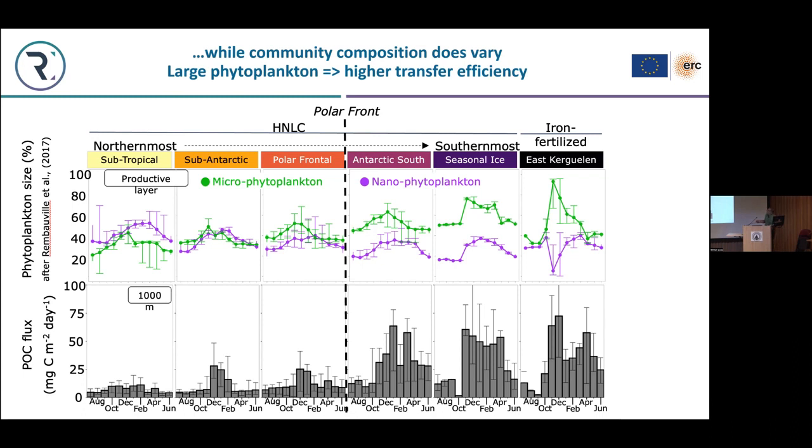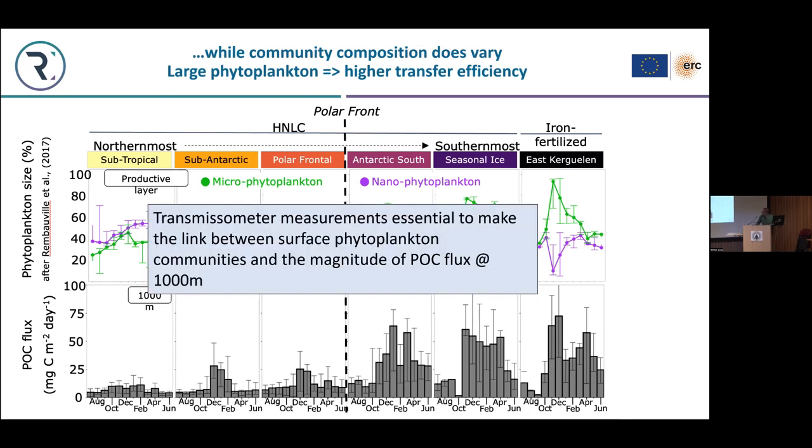So in some way, we can explain that we have higher transfer efficiency. So I will have to go quicker. Transmission measurements are essential to make the link with the surface phytoplankton community.